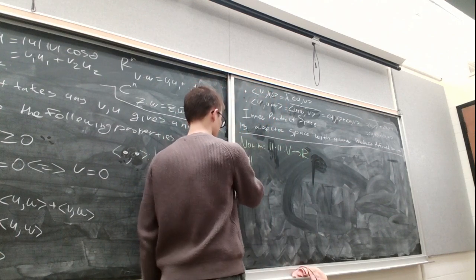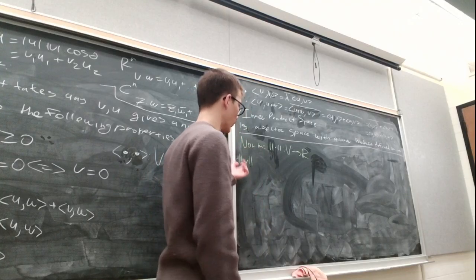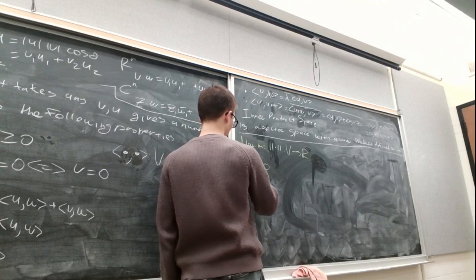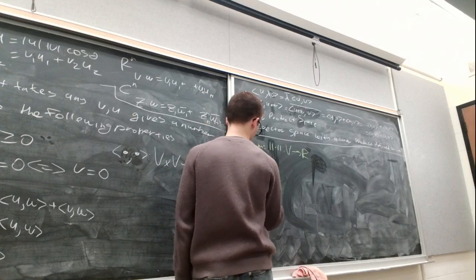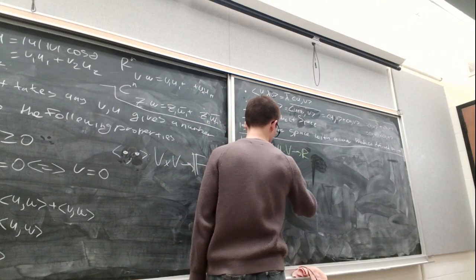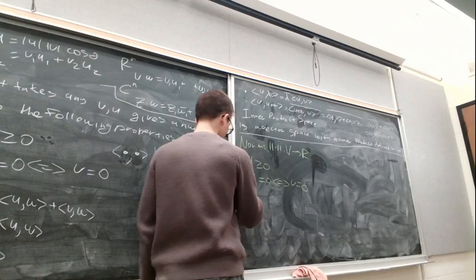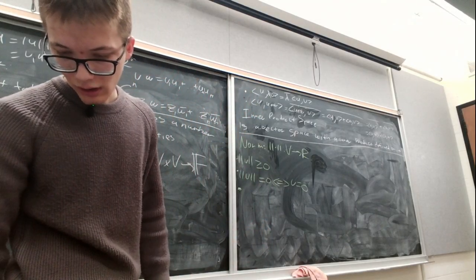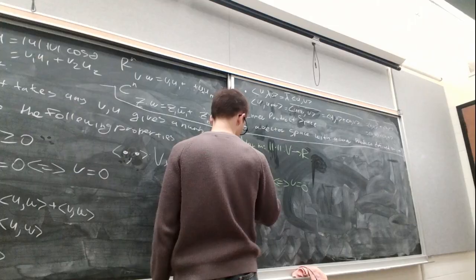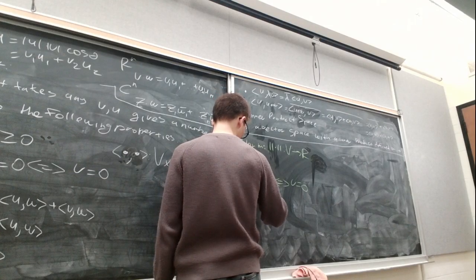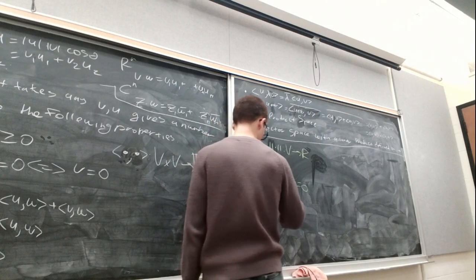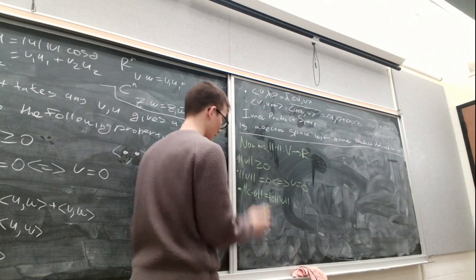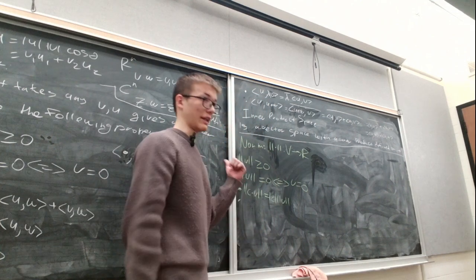So the first property is that the norm of a vector is greater than or equal to 0. Second, the norm is equal to 0 if and only if the vector is 0. And the third one is that we can factor out a scalar. Yeah, I forgot about that one. And the last one, we'll prove it later.